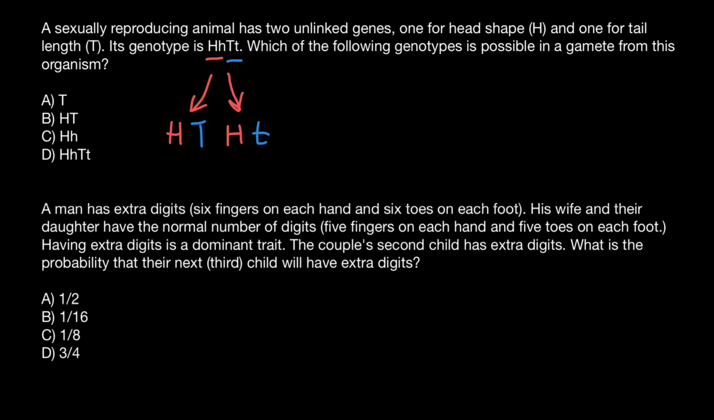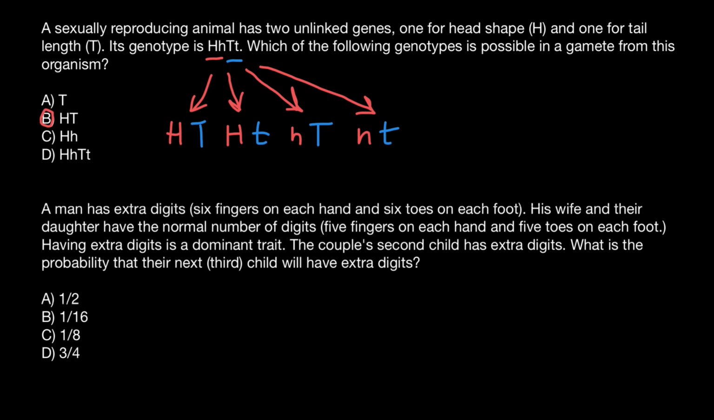A third combination can be the recessive allele H for the first trait and the dominant allele T for the second trait. And the last, fourth variant, can be the recessive allele H for the first trait and the recessive allele T for the second trait. So here are the four variants possible in the gametes, and as you see, the only correct answer here is going to be answer B.